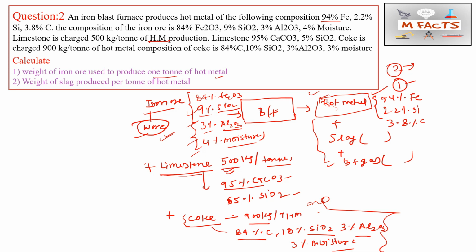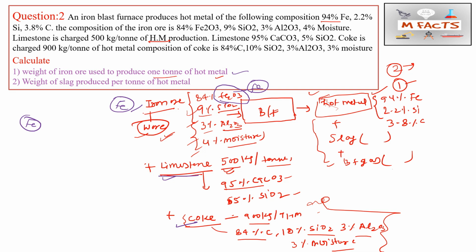So the first question they are asking about is the weight of iron ore used to produce 1 ton of hot metal. How will we calculate the weight of iron ore? We will balance the Fe. Why? Because this Fe is only in this iron ore. We find Fe from this Fe2O3. We don't have Fe in limestone, we don't have Fe in coke.